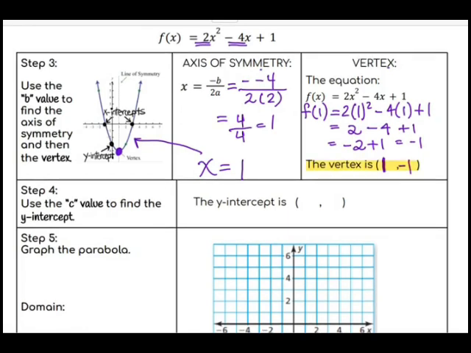The last thing I need to find is the y-intercept, and I find the y-intercept by looking at the c value. As you recall, our c value is that constant down at the end, which is 1, which means my y-intercept, the x value, is always 0 on the y-axis, and the y-intercept is at 1.